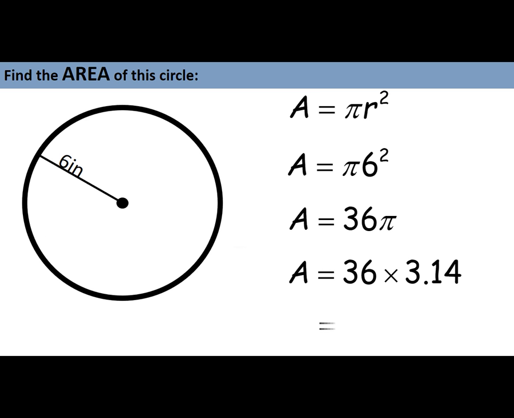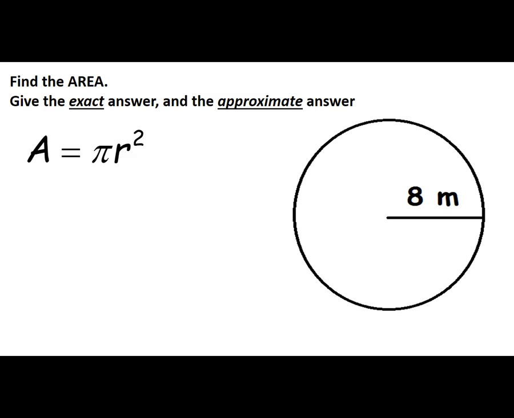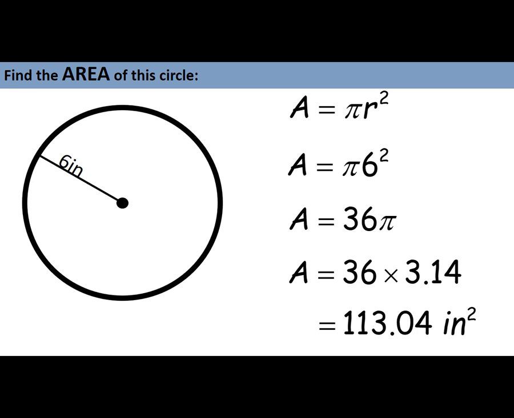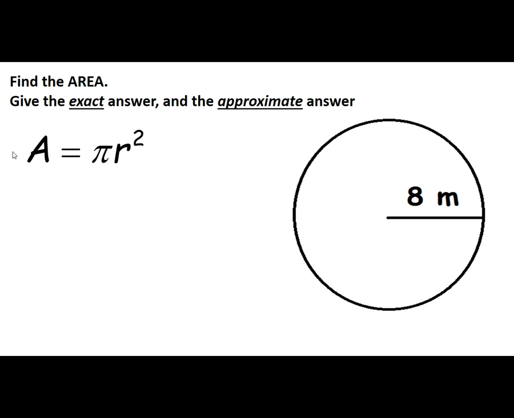So if we multiply it out by 3.14, we get 113.04 for our approximate answer. So here's a sample problem, what you might have to do. We're going to find the area of the circle. We want both the exact answer and the approximate answer. Okay, for both of them, you do the same thing.